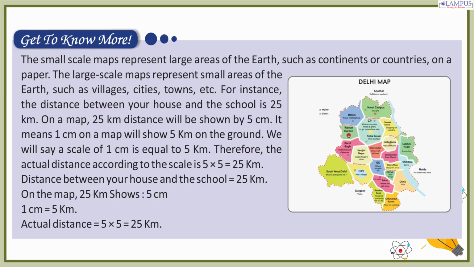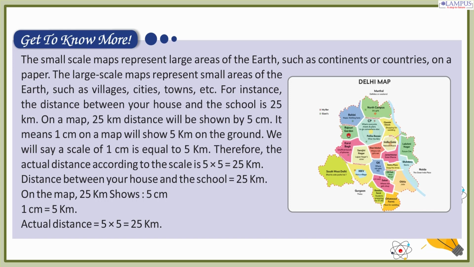Get to know more. The small-scale maps represent large areas of the Earth, such as continents or countries, on a paper. The large-scale maps represent small areas of the Earth, such as villages, cities, towns, etc.